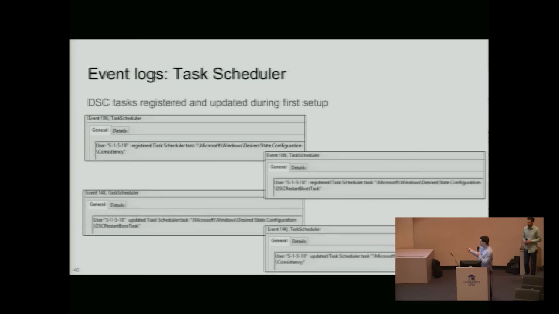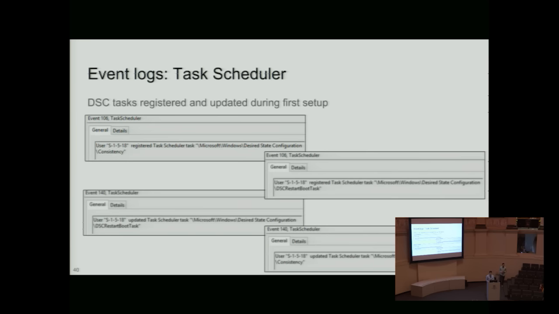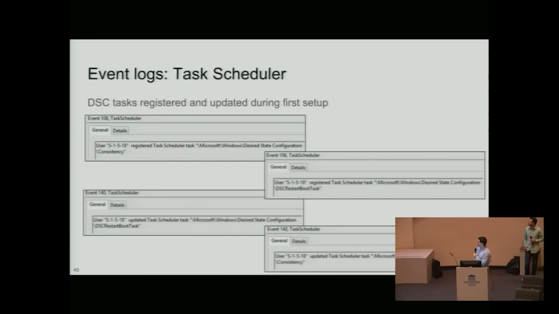And then finally, the task scheduler registers the task, the DSC consistency task, during first setup. And when you update the configuration or change anything, that task likewise gets updated. And so you can see these events are captured in the task scheduler log, and again, might be a good thing to monitor in your SIEM if you're looking for this.